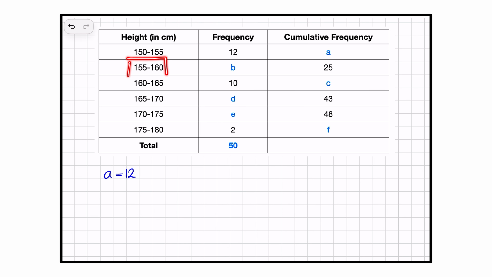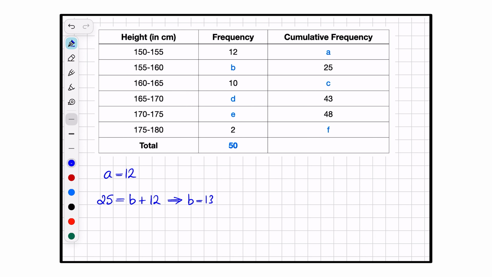For the second class interval, we can imagine a scenario of height below 160, and for height below 160 we have the cumulative frequency as 25. This 25 means it is a sum of B and 12. So I can write 25 is equal to B plus 12, and it means that B is equal to 13. Now we know A and we know B.